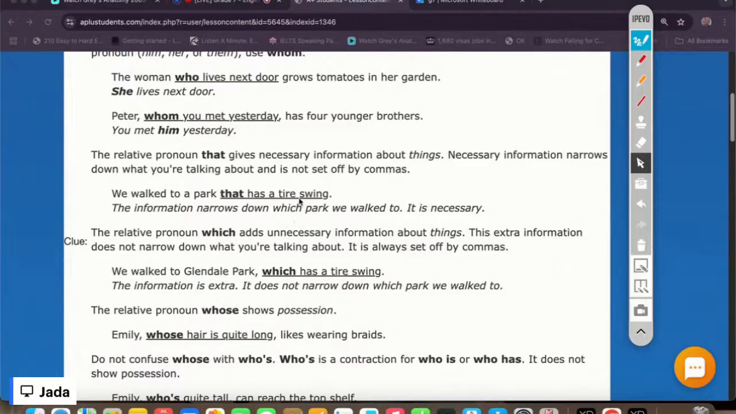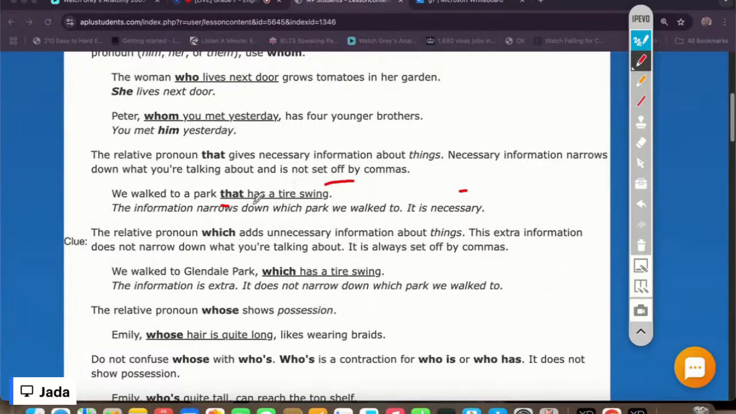So next up we have the relative pronoun that, which gives necessary information about things. Necessary information narrows down what you're talking about and is not set off by commas. We walk to a park that has a tire swing. The information narrows down which park we walk to. It is necessary, okay? So the necessary information narrows down what you're talking about and it is not set off by a comma.